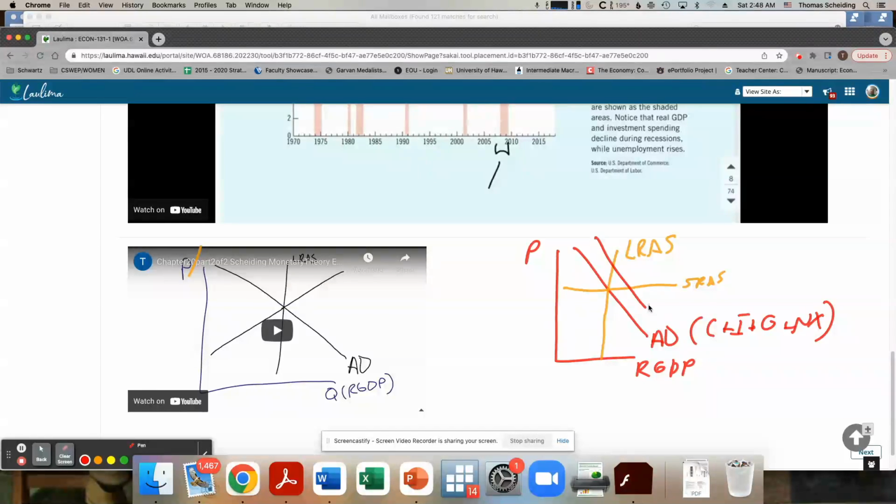that could shift the AD curve to the right, causing in the short run a temporary deviation from our long run position of the economy. Yet eventually, we might find ourselves moving back to that level, albeit at higher prices. Okay.